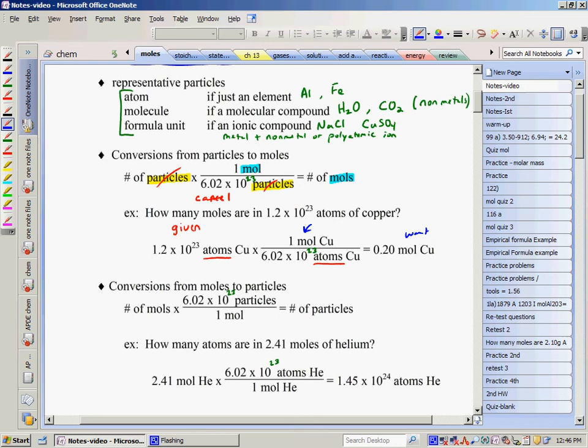Now we can do it the other way around. The unit we're given goes on the bottom. The unit we're looking for goes on the top. So that way the unit we were given can cancel. So look here, how many atoms are in 2.41 moles. So we have moles on the bottom, so they cancel. We want atoms, so atoms have to be on the top. 6.02 times 10 to the 23rd goes with atoms, and 1 goes with moles. And we'll do practice problems in class.